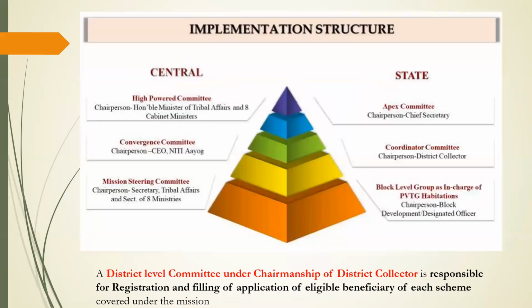Fine. Now coming to the implementation structure here. In the implementation structure, at the district level, it is the district collector, which you all will become. That is the district level committee under the chairmanship of the district collector. They are the ones who will decide who all are the eligible beneficiaries. At the state level, the apex committee is headed by the chief secretary. Whereas at the central level, you will have the high powered committee, which will be chaired by the Minister of Tribal Affairs, who will look into the implementation of this scheme.